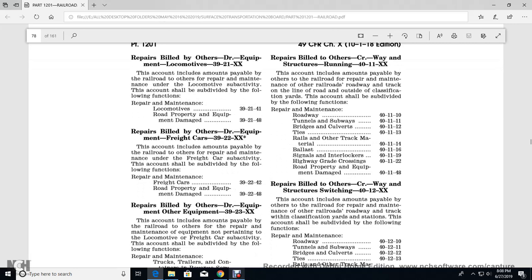The account includes the amounts payable to the railroad for other repairs made under the locomotive sub-activity account, subdivided into the following functions: railway maintenance, repair made with the locomotive, railroad property and equipment, damage, repairs billed other than debit equipment, freight car, 3923 XX.